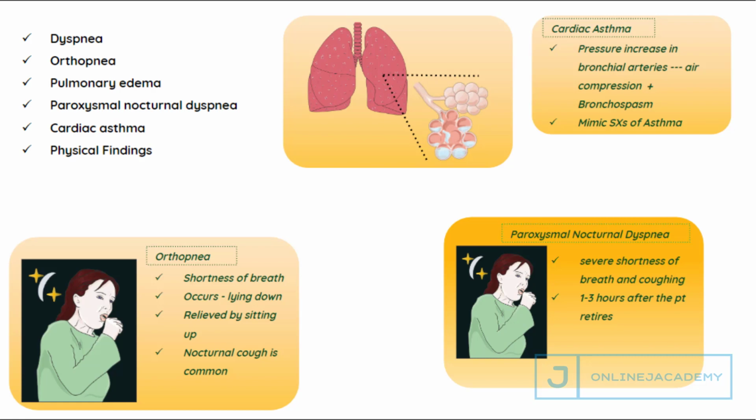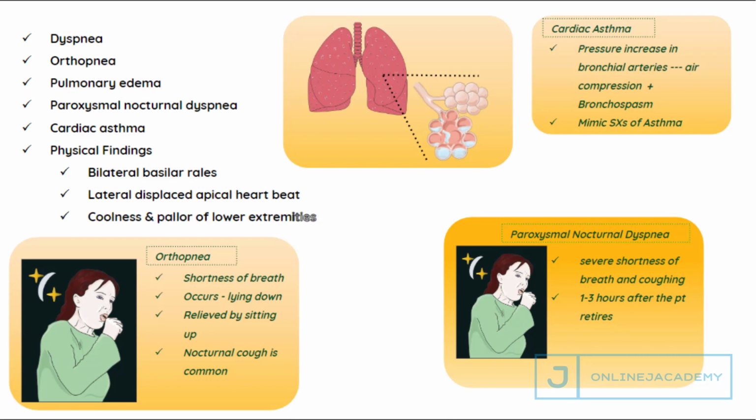Let's move on to physical findings. Right. So on physical findings, we have bilateral basilar rales, which may be audible on auscultation, and this is caused by the buildup of fluid in the alveoli, right? And we also have a laterally displaced apical heartbeat because the heart is now big. There's cardiomegaly, so obviously the apical beat will be displaced. And we also have coolness and pallor of the lower extremities, which is seen in advanced heart failure. So remember, we're saying there's low cardiac output. Low cardiac output means there's low perfusion of the kidneys, low perfusion of the extremities.